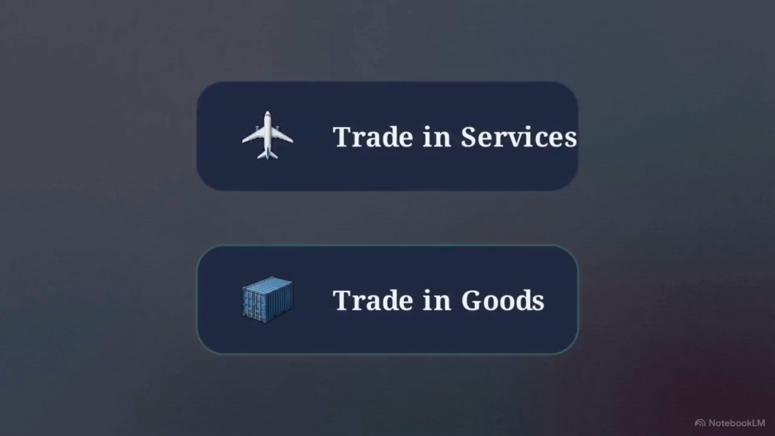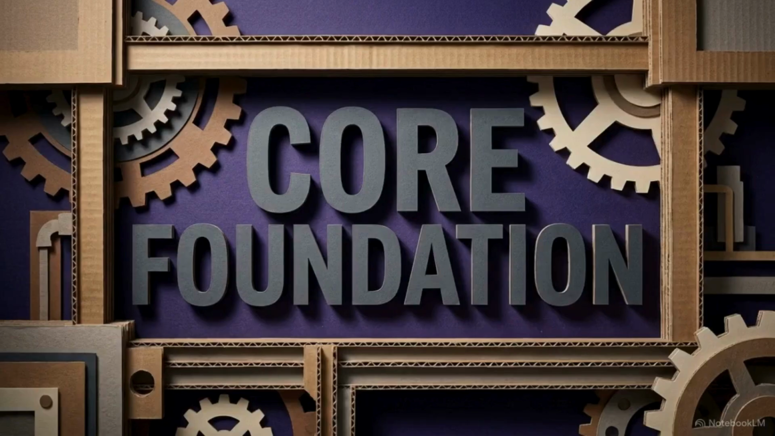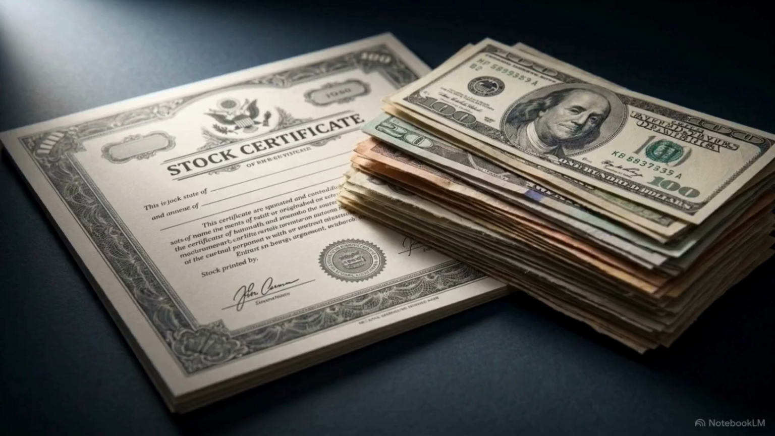Combining the visible trade in goods with the invisible trade in services gives us the total balance of trade. This is the foundational core of the current account. Trade isn't the only way capital moves across borders.